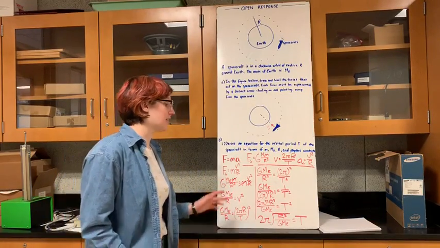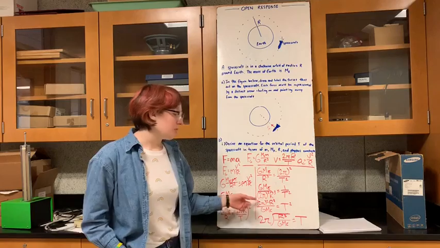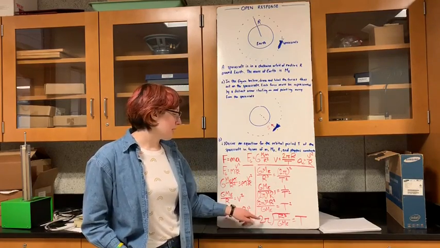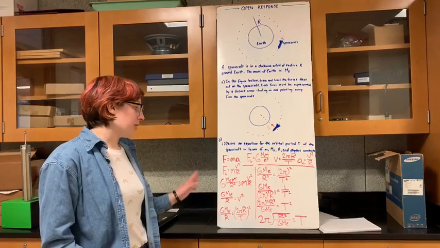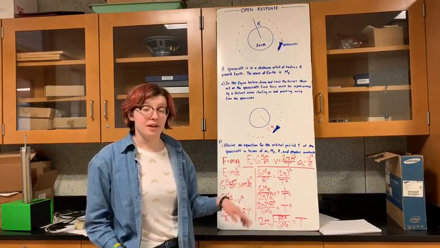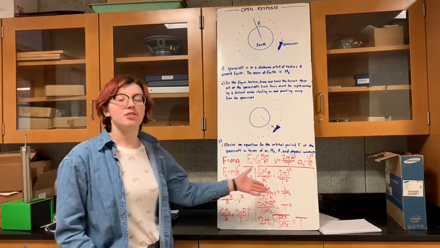And then we can take the square root of both sides. Since 2 pi is already squared, it can just be outside of the radical. And then inside of the radical is the radius cubed over G times the mass of the Earth, and that is equal to the period.